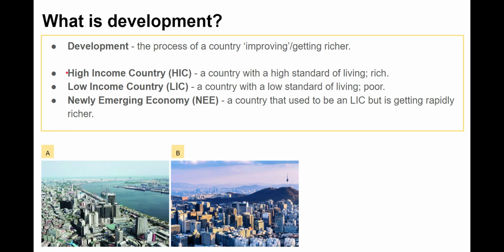So that's HICs. Our next word is LICs, or low-income countries. A low-income country is a country with a low standard of living. In other words, a poorer country. So a low-income country is a country with a low standard of living in general, a poor country. There are lots of examples of these. Many of the countries, but not all of the countries that we're going to be studying in Africa, are low-income countries.